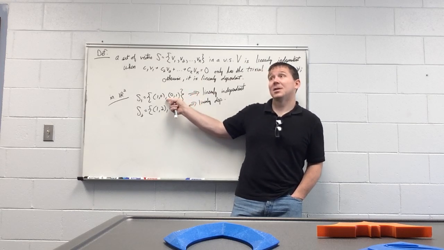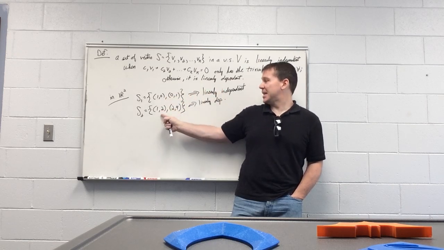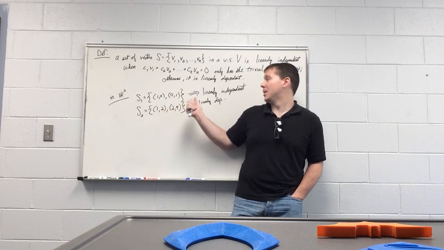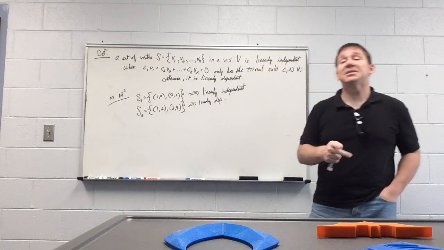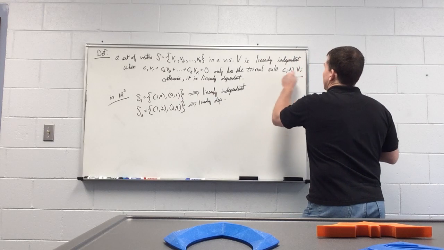These vectors span my entire vector space R2, and they're linearly independent. These vectors do not span all of R2, and they're linearly dependent. And maybe we begin to see a connection. Okay, theorem time.